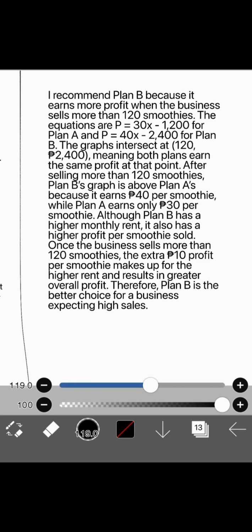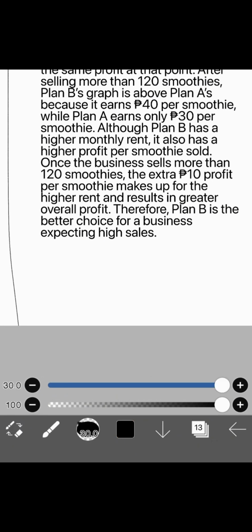Therefore, plan B is the better choice for a business expecting high sales. And that's it.